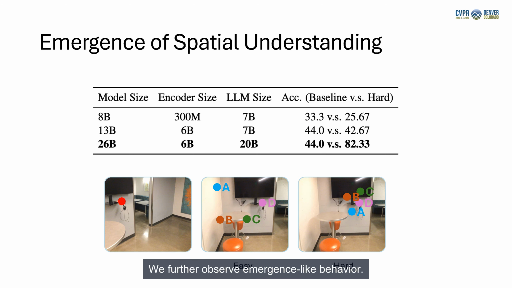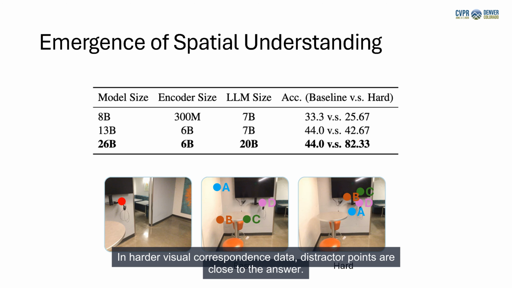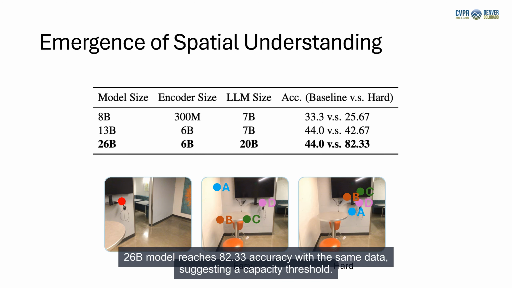We further observe emergence-like behavior. In harder visual correspondence data, distractor points are close to the answer. The 8B and 13B models fail to learn when training with these harder samples, but the 26B model reaches 82.33 accuracy with the same data, suggesting a capacity threshold.